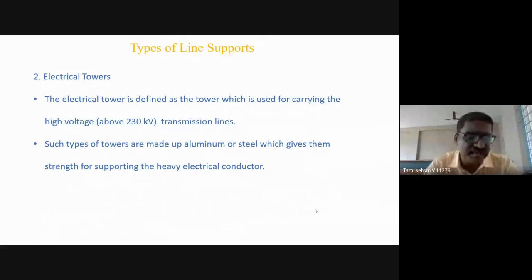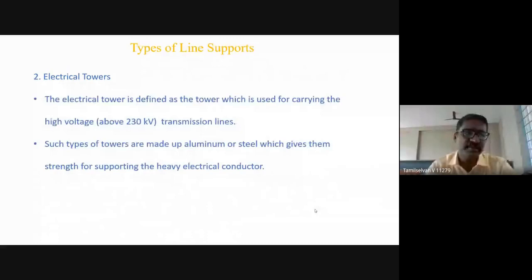Here the types of towers are categorized as A type, B type, C type, and D type, based on the angle of deviation. If the angle of deviation is 0 to 2 degrees, it is called A type. If the angle of deviation is 2 to 15 degrees, it is called B type. 15 to 30 degrees is called C type, and D type is 30 degrees to 60 degrees.